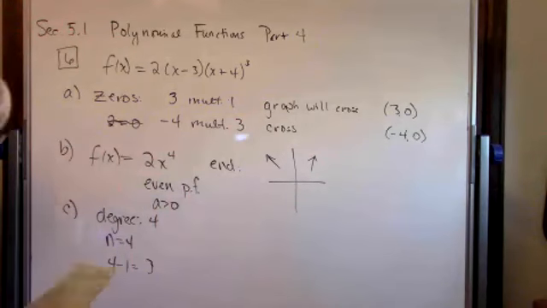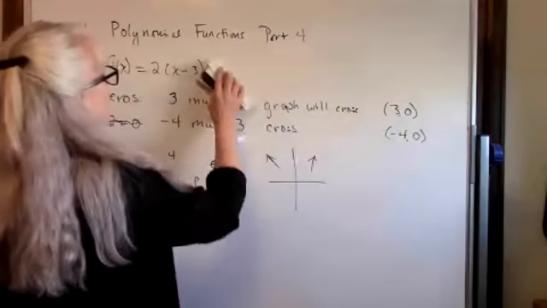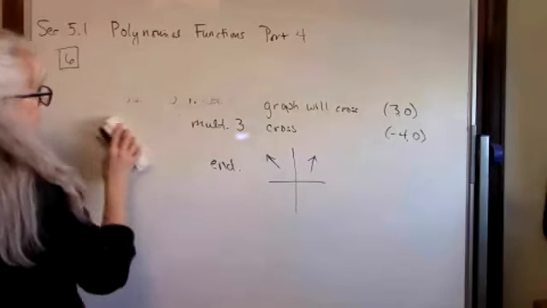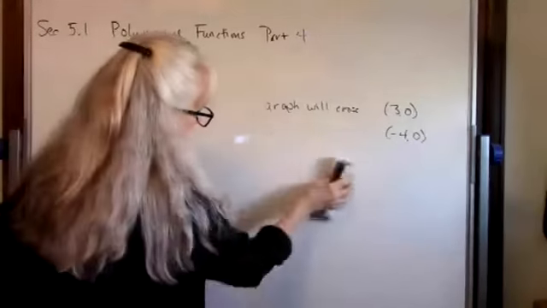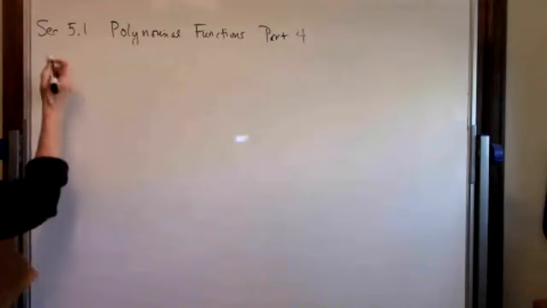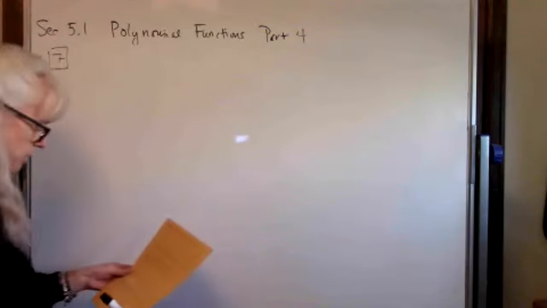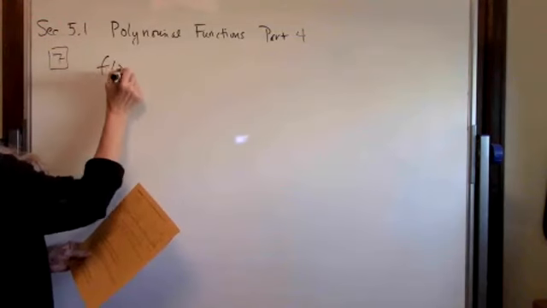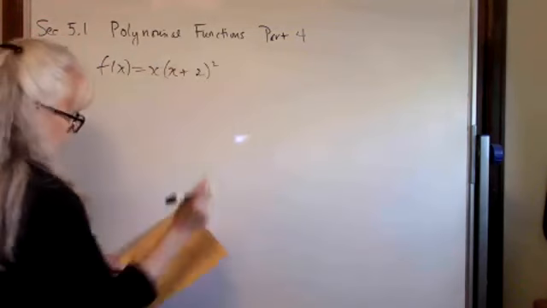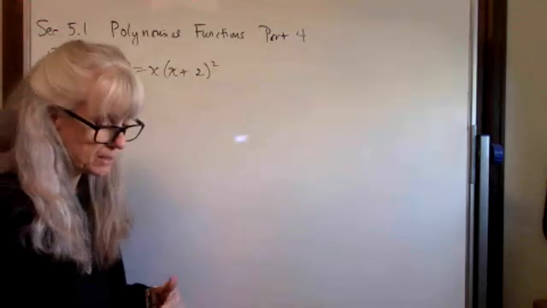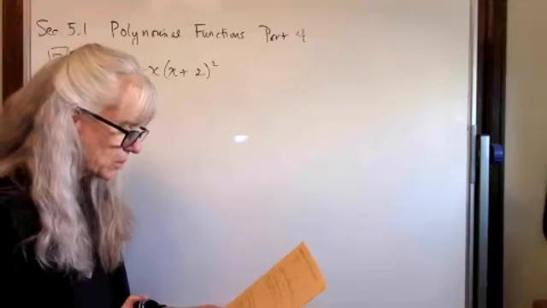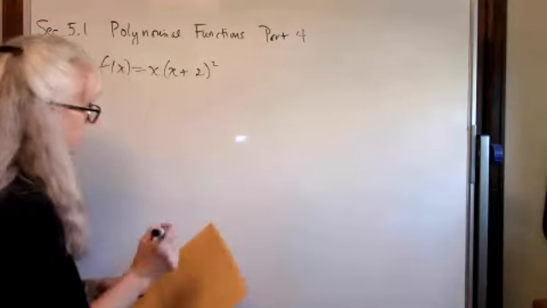Okay, let's do another example. So example 7. Basically the same directions for the polynomial function f of x is equal to x times x plus 2 squared. We want to come in and find the x and y intercepts of the polynomial function. Those are the zeros. I'm sorry, the x-intercepts are the zeros. Determine whether the graph of f crosses or touches at each of those x-intercepts.